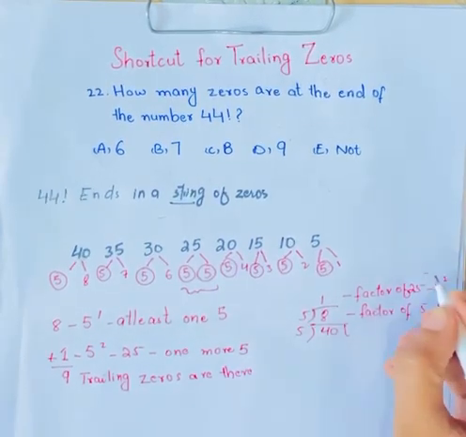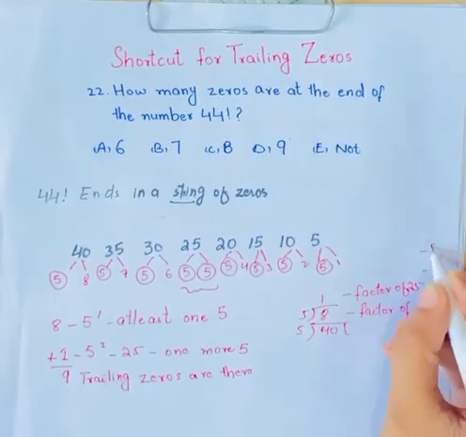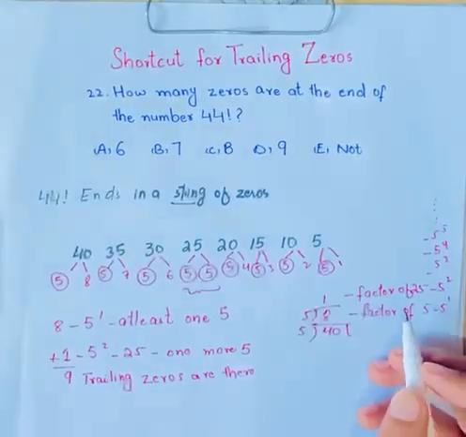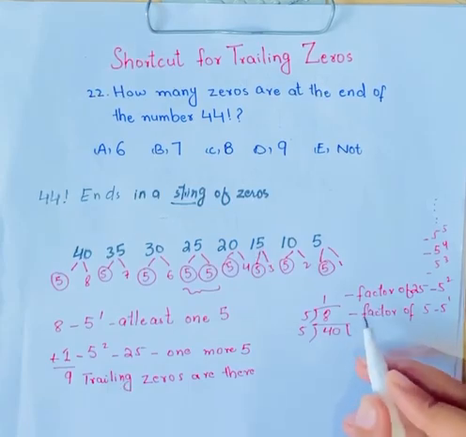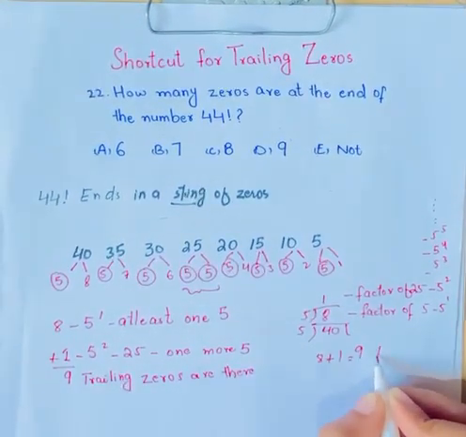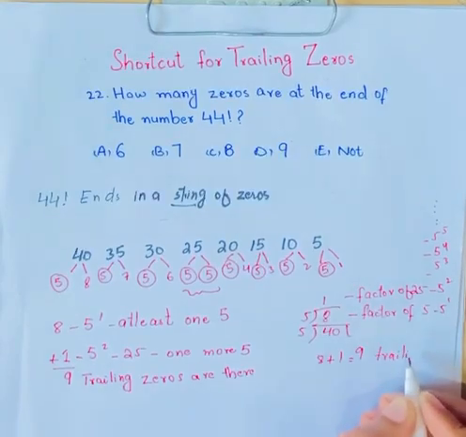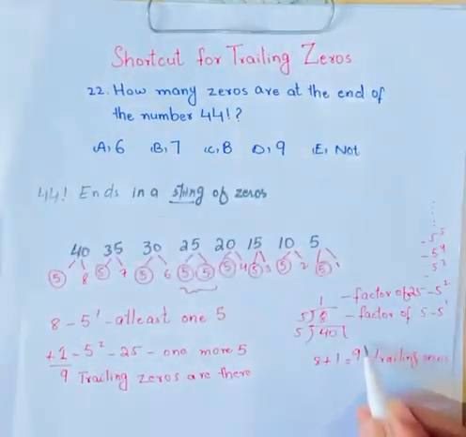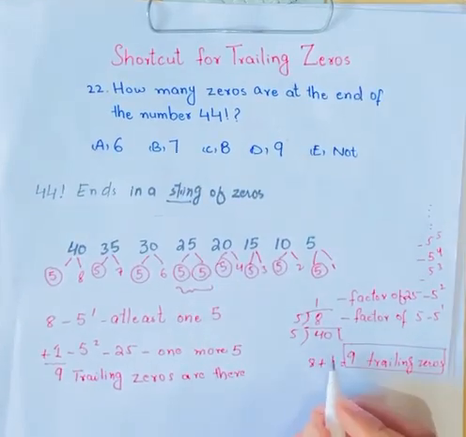If you have a bigger number, you can keep going up and up and up. This is 5 to the 1, then 5 squared, then 5 cubed, then 5 to the 4, and so on. What's important to do is just add those numbers. So 8 plus 1 equals 9. So there are 9 trailing zeros. That's much shorter than having to write everything out. So this is the shortcut to find the number of trailing zeros in a factorial problem.